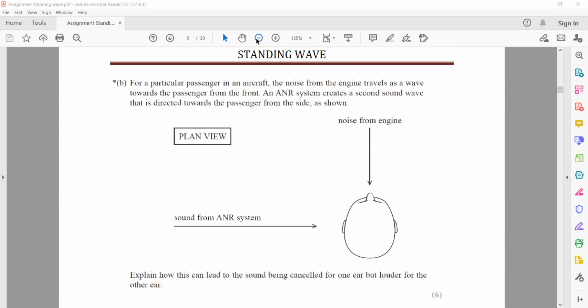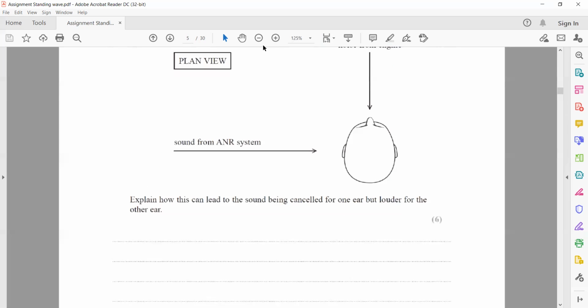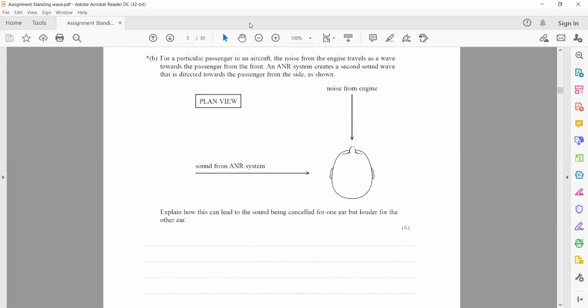The next part: for a particular passenger in an aircraft, the noise from the engine travels as a wave towards the passenger from the front. So the noise from the engine is coming in from this direction, and the ANR system creates a second wave that is directed towards the passenger from the side as shown. Explain how this leads to sound being cancelled at one ear but louder at the other ear. So what is the reason why at one ear it is cancelled and at the other ear it is loud? It is related to interference, as well as formation or cancelling of the wave, interference as well as diffraction.